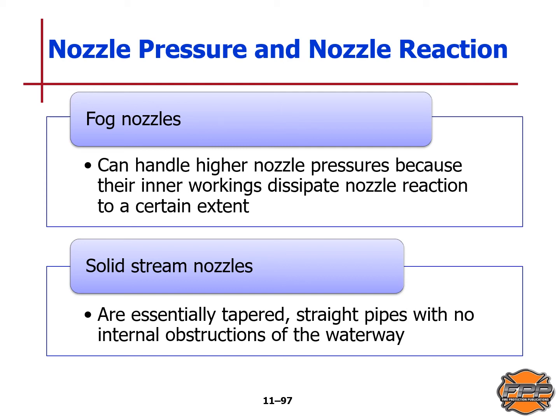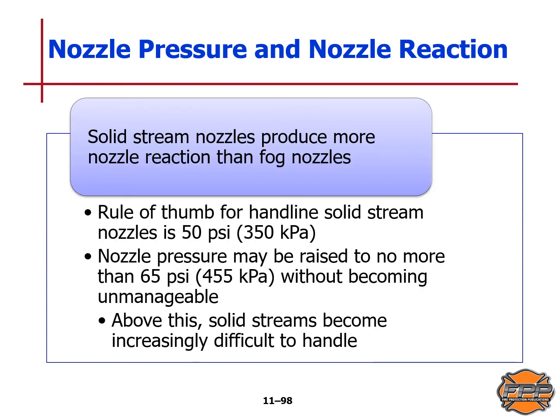Solid stream nozzles are essentially tapered, straight pipes with no internal obstructions of the airway. Solid stream nozzles produce more nozzle reaction, obviously, than fog nozzles. The rule of thumb for handline solid stream nozzles is 50 psi or 350 kilopascals. The nozzle pressure may be raised to no more than 65 psi or 455 kilopascals without becoming unmanageable. Above this, solid streams become increasingly difficult to handle.